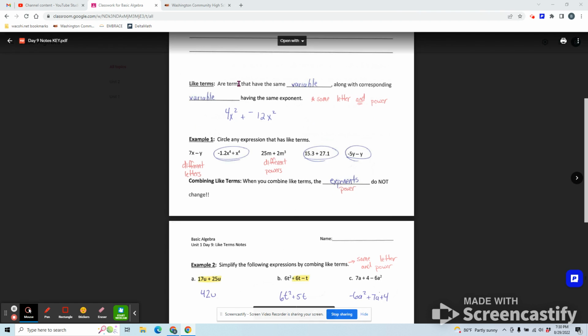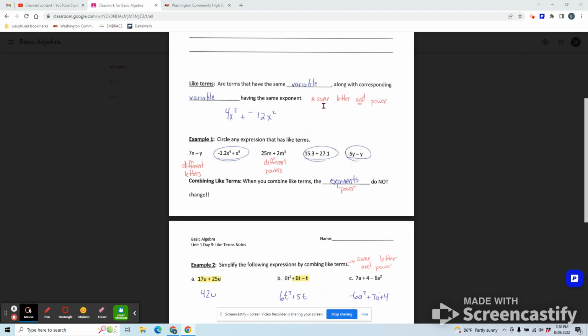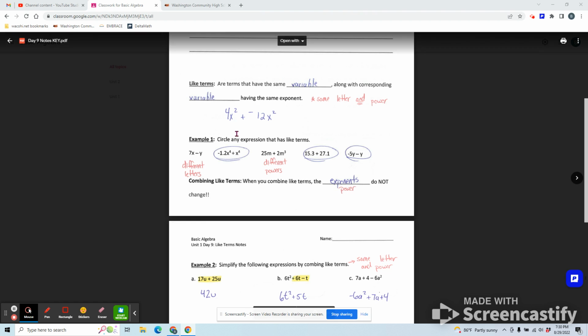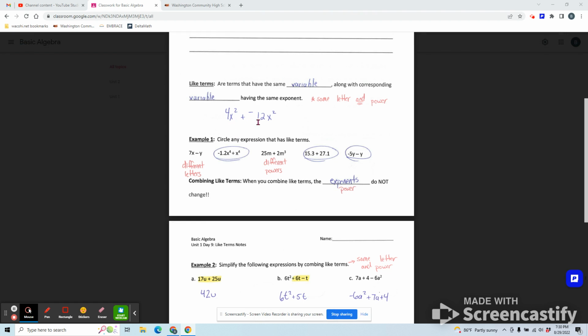Like terms have the same variable, along with corresponding variables having the same exponent. Pretty much means that if it's the same letter and power, we can go ahead and combine them. So here's an example, 4x squared plus negative 12x squared. They have the same letter, x and x, the same variable in common, and they both have a power of 2, so x squared. It does not matter what the coefficient is.